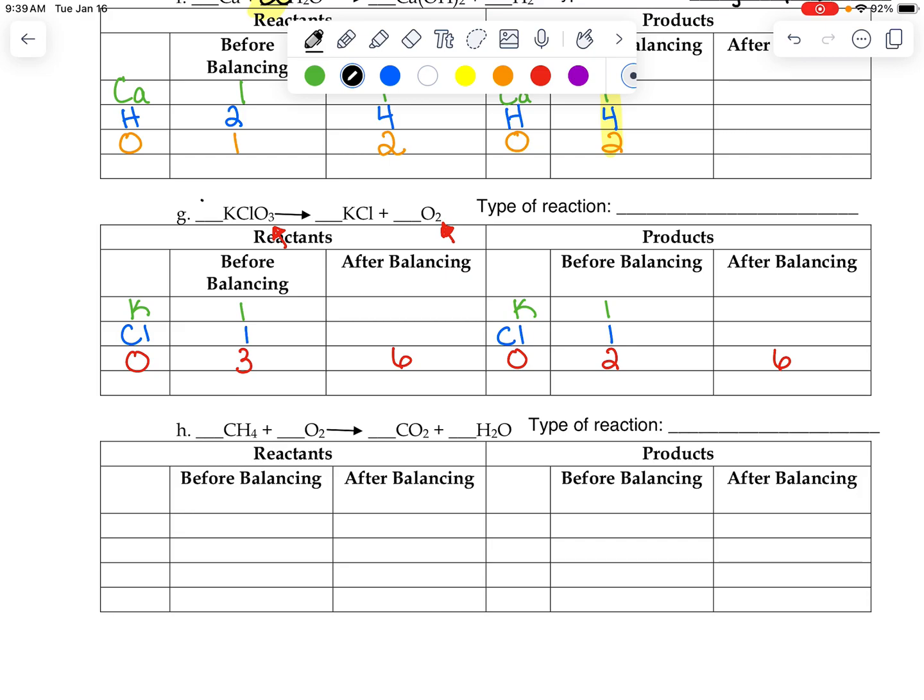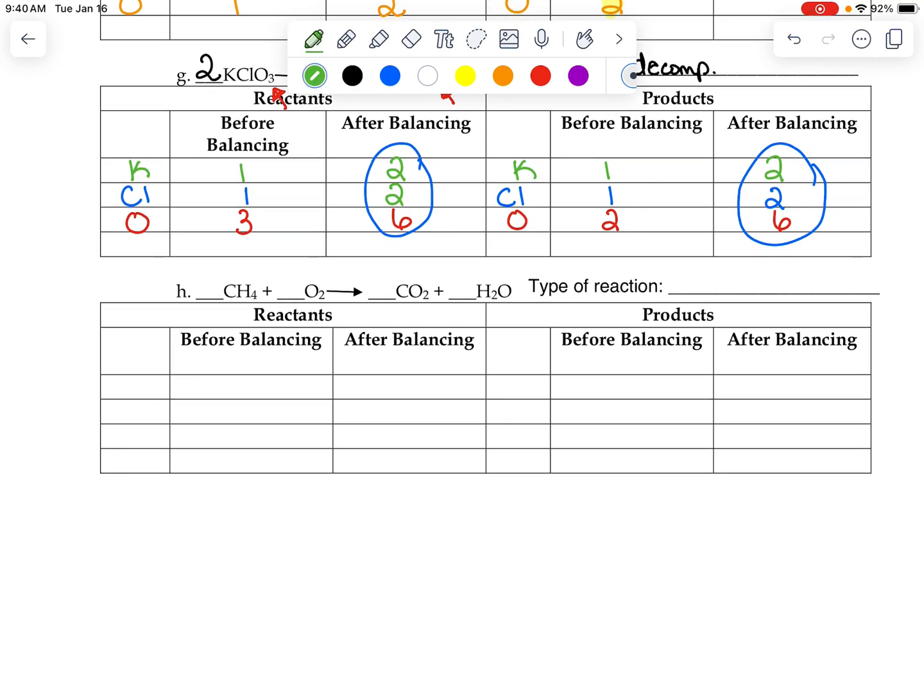So I'm going to do that by putting a 2 in front of KClO3 and putting a 3 in front of the oxygen. Now I need to change K's, I have 2 of, Cl's I have 2 of. K's going out I need to fix. So I'm going to put a 2 in front so that way I have 2 potassiums going in and I have 2 coming out. So I see 2, 2, 6, 2, 2, 6. I'm now balanced. This is going to be a decomposition reaction.